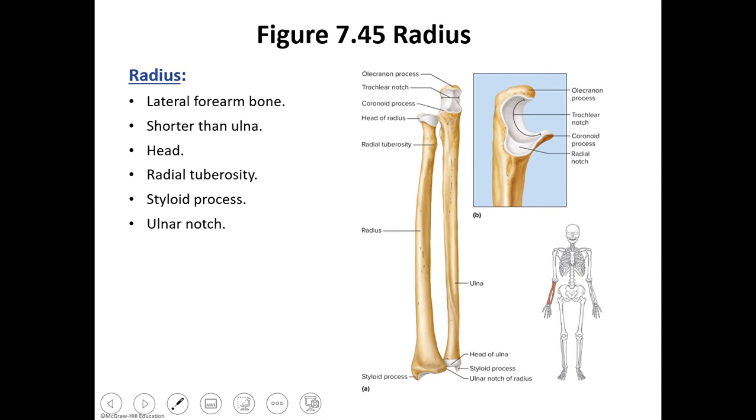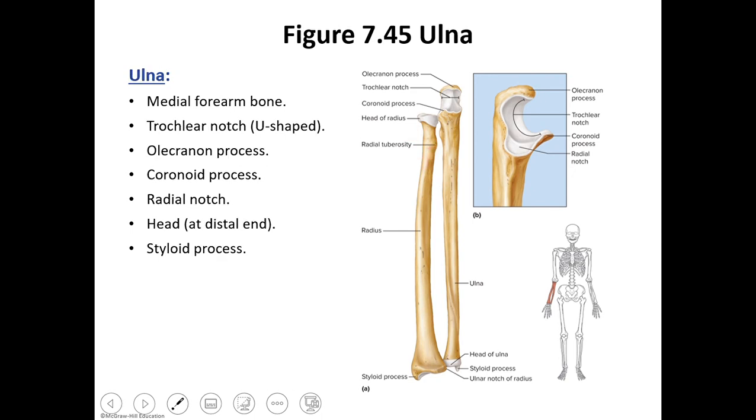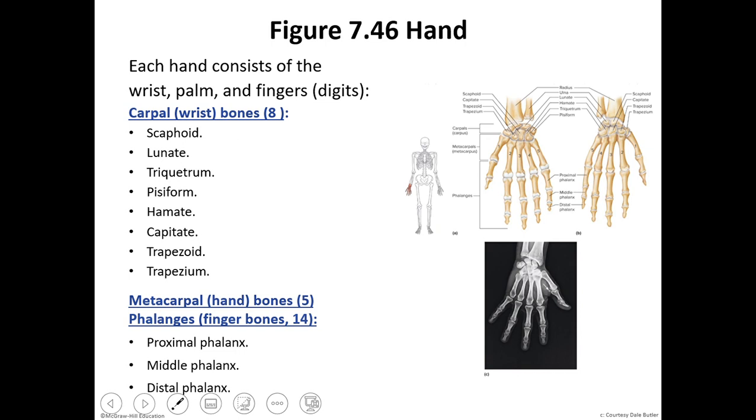Let's come down. We have the ulna on this side, you have the head of the ulna, you have a styloid process, an ulnar notch where the radius can then articulate on the distal end, and another styloid process over here. You have the shaft of the radius, shaft of the ulna. The radius bone does have a radial tuberosity. I think I covered all that. That takes us to the wrist.